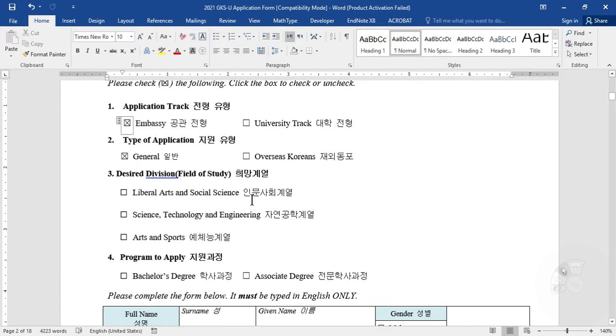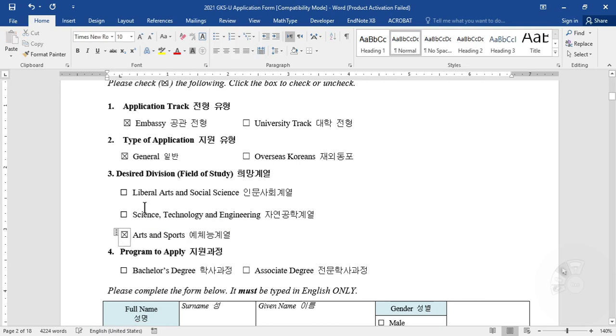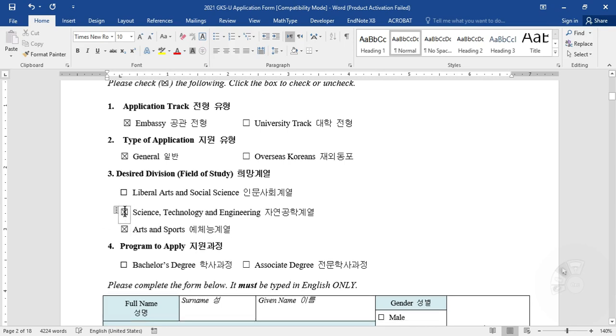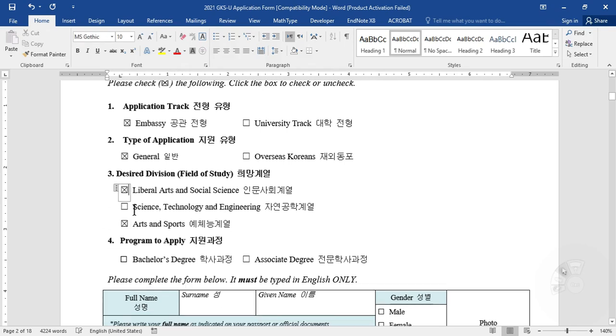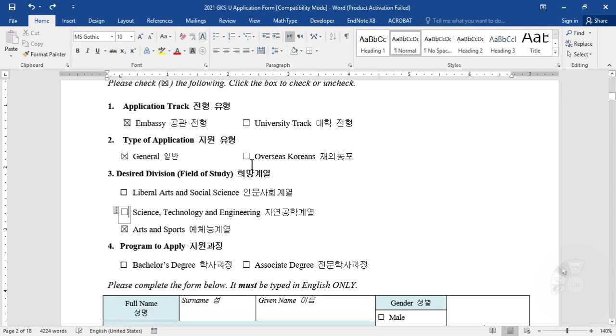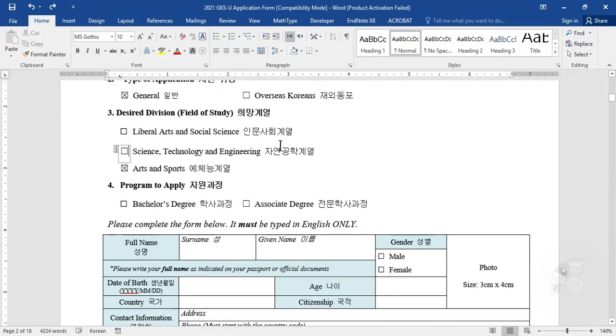Here someone was asking me that he or she is from the arts group or the arts major, then she can apply to this category and tick mark here. Or if you are from science, engineering, technology, computer science, you can check this option. And if you are from liberal arts and social sciences, you can check this option. One of these you should select according to your major field.